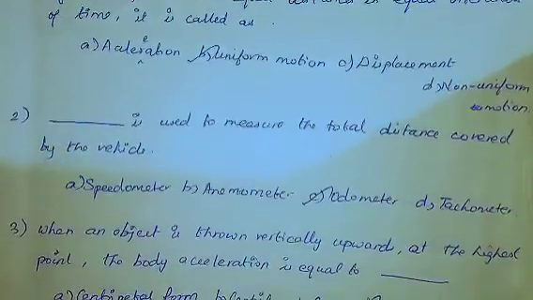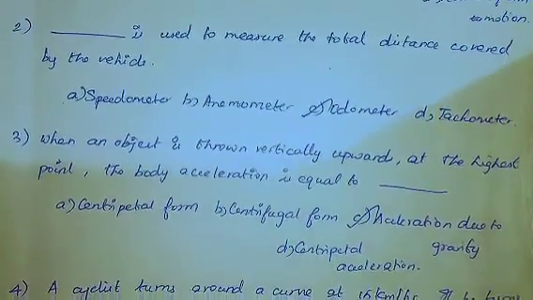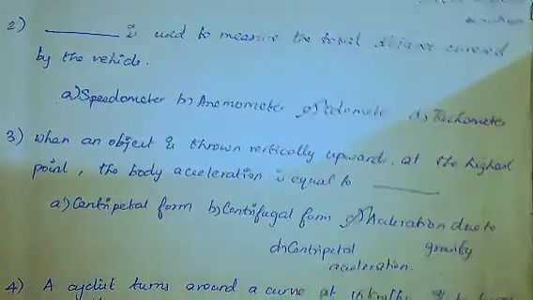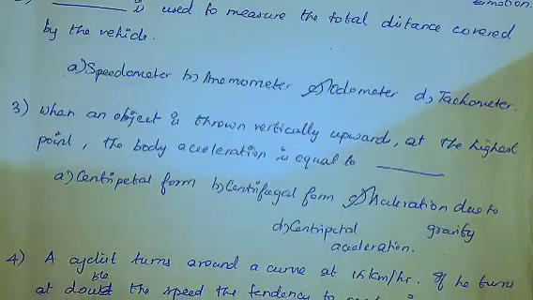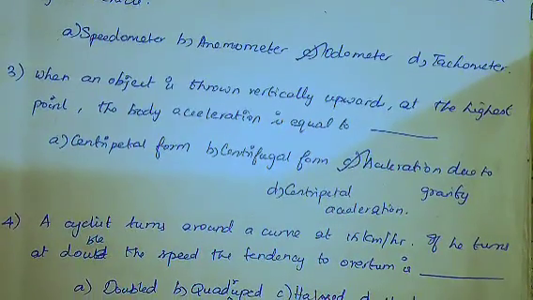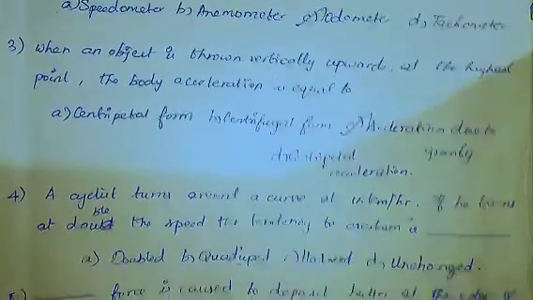Second one, dash is used to measure the total distance covered by the vehicle. The answer is C option, odometer. Third one, when an object is thrown vertically upwards at the highest point, the body acceleration is equal to dash. The answer is C option, acceleration due to gravity.